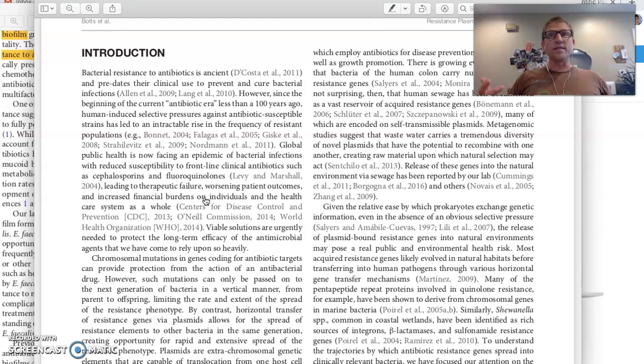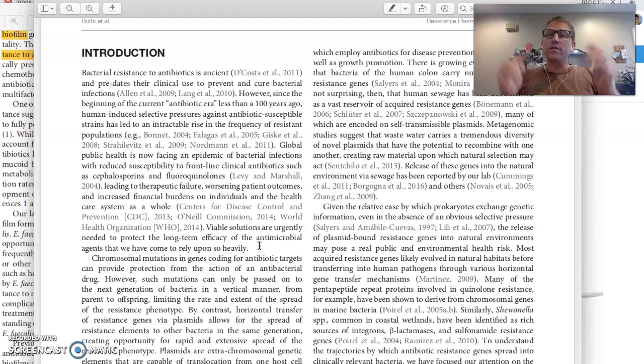Okay, so we're starting to really see the need here, right? And now the authors nail it and say, look, this kind of work really needs to be done. Viable solutions are urgently needed, I'm here in the last sentence, to protect the long-term efficacy of the antimicrobial agents that we have come to rely upon so heavily. So we started broad and we started really narrowing it down to the need. But the context is still pretty broad, isn't it? It's still, hey, we got a problem with antibiotic resistance.